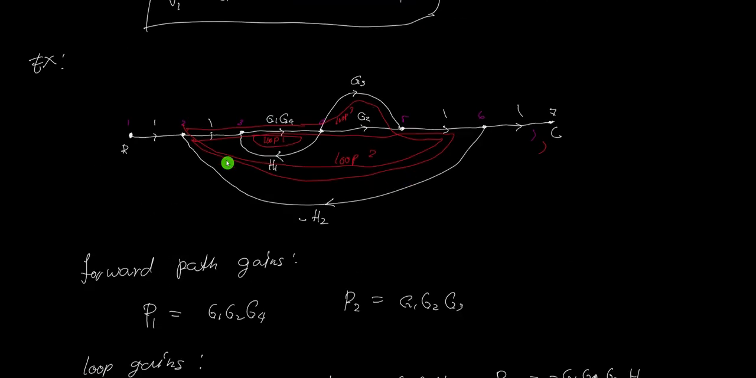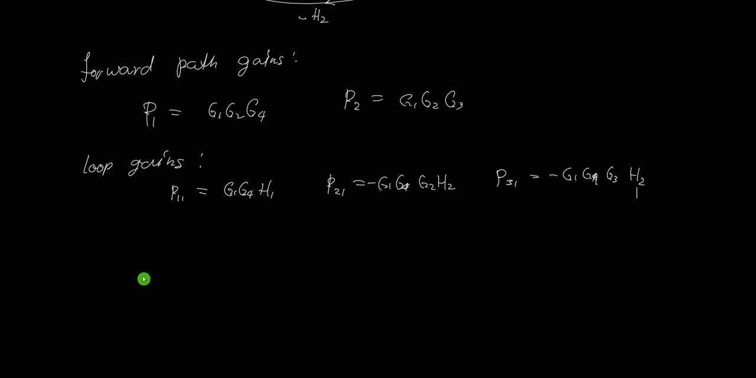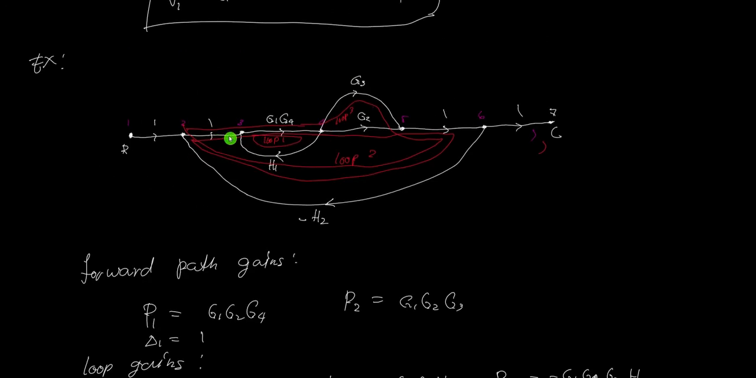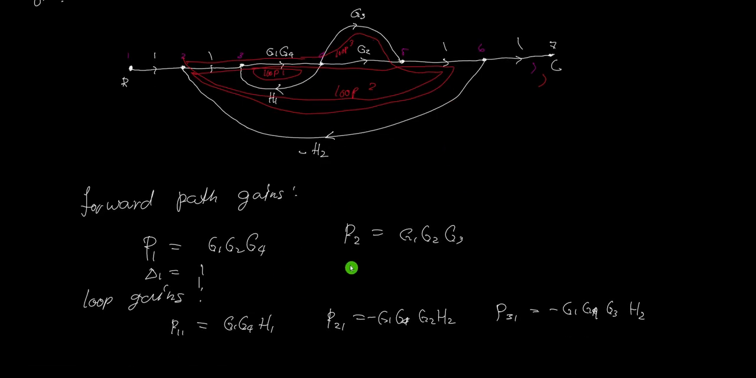And also, all loops touch the path. So if I solve for delta 1, delta 1 will be just equal to 1, because all loops are touching the forward path, path 1. And the second path here also touches all of the loops. So delta 2 is also equal to 1.